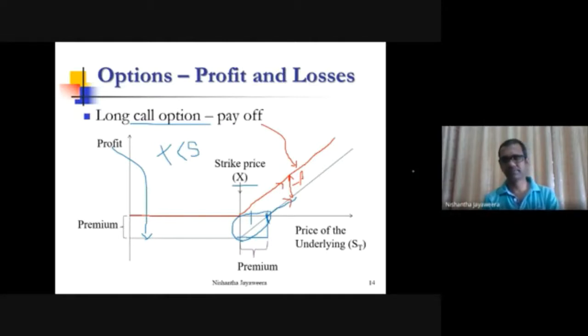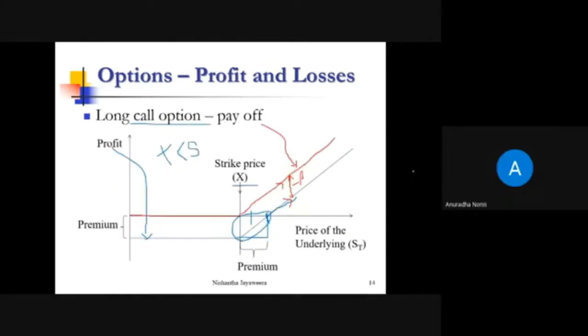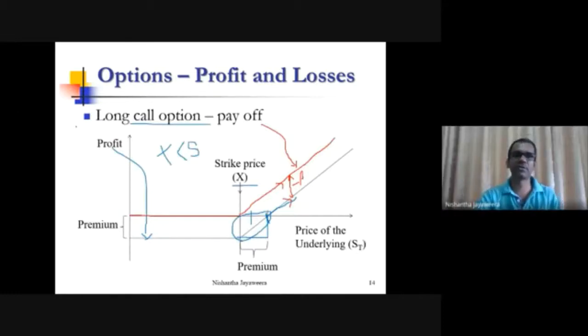Is it clear? Any questions? Excuse me, why do you call it a long call option? That means you have bought the call option. Long means you bought. Your position is long.